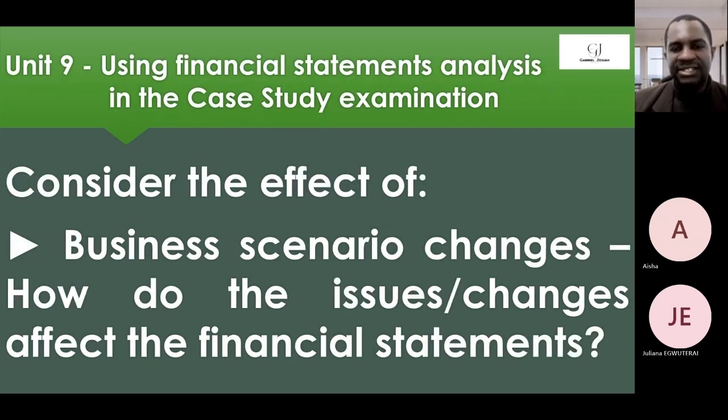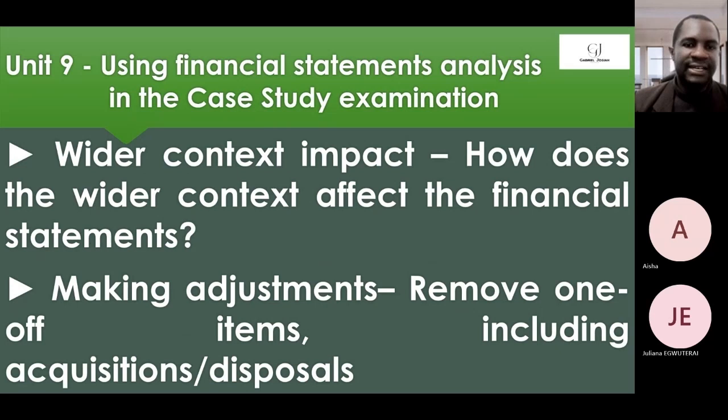Also consider the effect of business scenario changes. How do the issues and changes affect the financial statement? So look at most of the changes within the year or in the 3-year period, depending on the number of years you are provided with. What changed in those 3 years, internally or externally? How is the impact of external factors, inflation, forex, and others? How did it impact the financial statement within those years? Take note of that, the wider context impact. How does the wider context, the external environment, affect the financial statement?